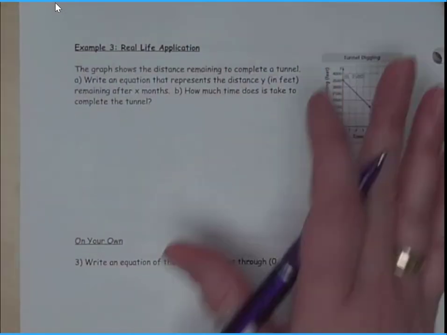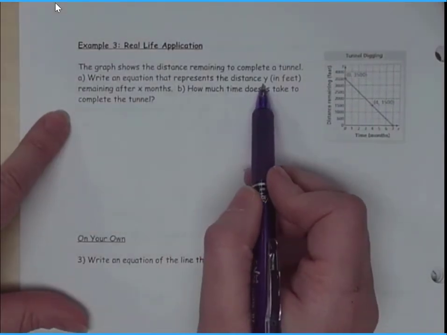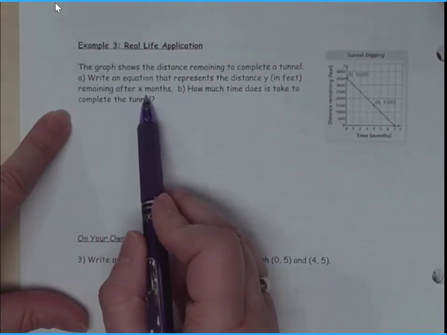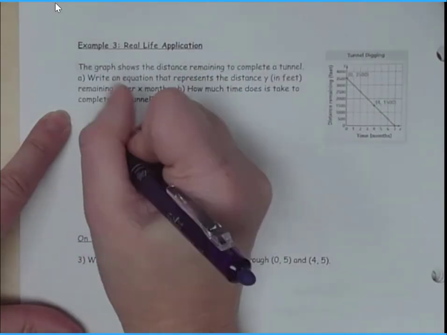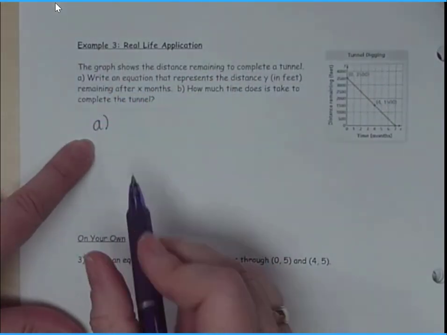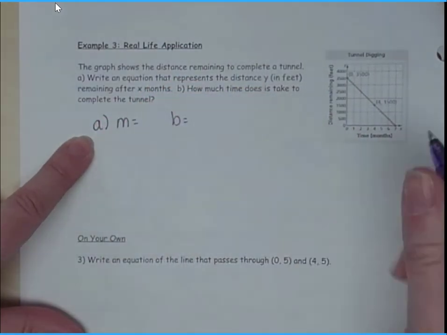Okay, so let's take a look here at a real-life example. The graph shows the distance remaining to complete a tunnel. Write an equation that represents the distance y in feet remaining after x months. How much time does it take to complete the tunnel? So, all right, first thing we're going to do is find m and b.